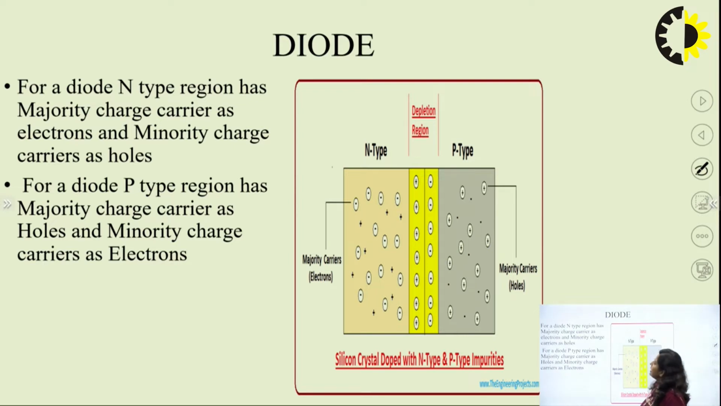For a diode, the n-type region has majority charge carriers as electrons and minority charge carriers as holes. And the p-type region has majority charge carriers as holes and minority charge carriers as electrons. So this gives you the overall view of how majority and minority charge carriers are in the case of p-type and n-type semiconductors.